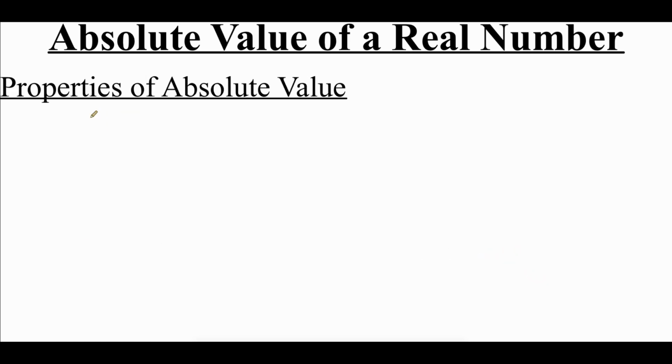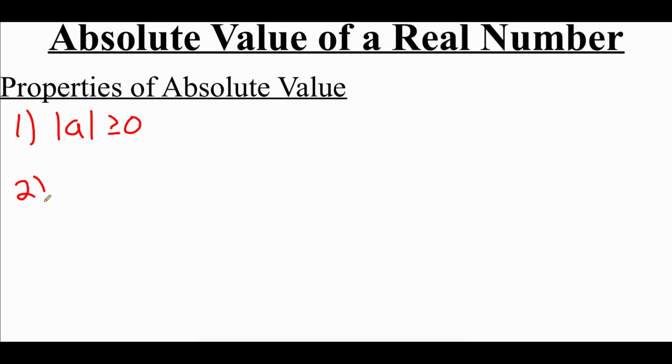Just a few properties to wrap up our absolute value talk. The first property says that the absolute value of a number is always greater than or equal to 0. When we were talking about absolute value, one of the ways we talked about it was as the distance away from 0, and distances are always positive. So when we take the absolute value of a number, we're always going to get a positive answer, or we could get 0 if our a value was 0.